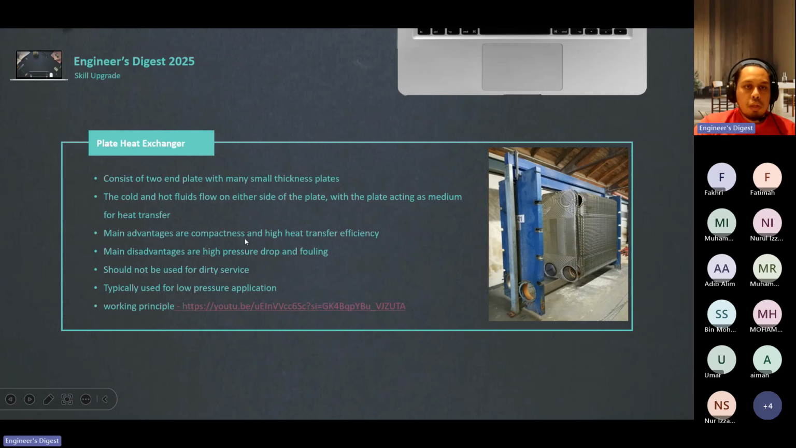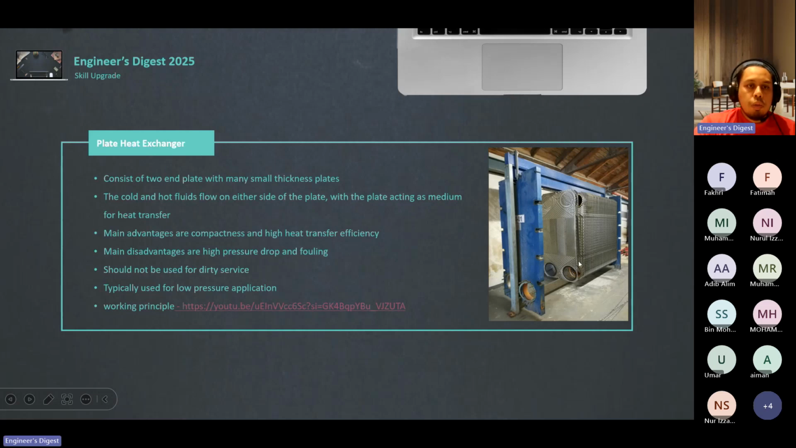So the main advantage is compactness. If the same shell and tube heat exchanger were to be used, the shell and tube heat exchanger will be much larger, maybe about 60% larger than this plate type heat exchanger. So why do we use this? Because of its compactness. We want to save space. So it is used in offshore applications, where space is very hard to come by. So we like this compactness.